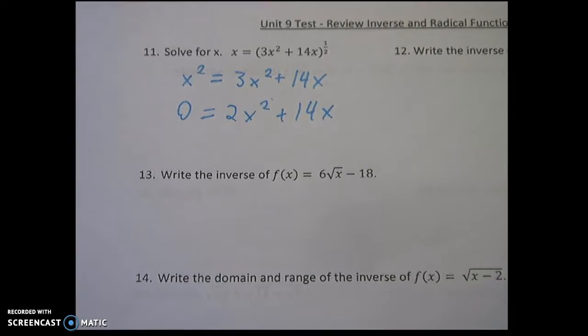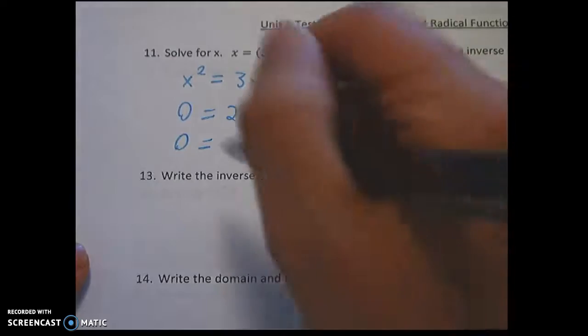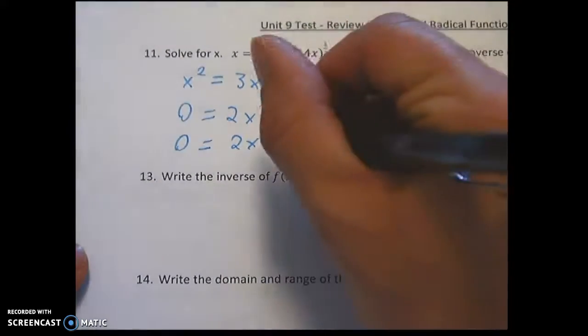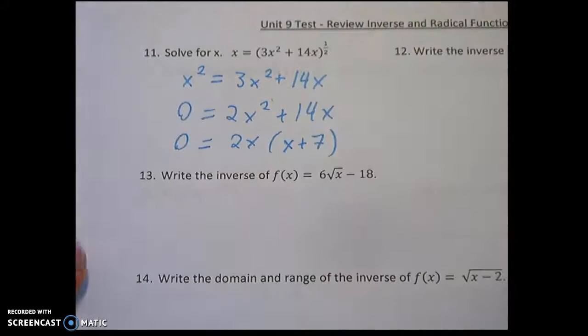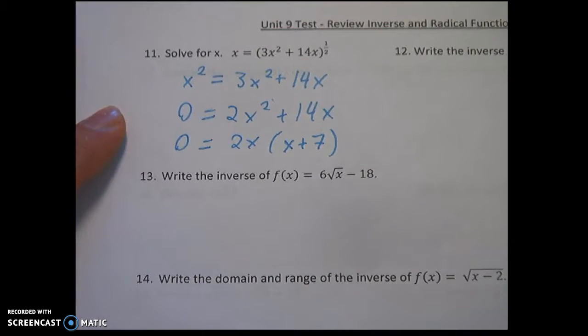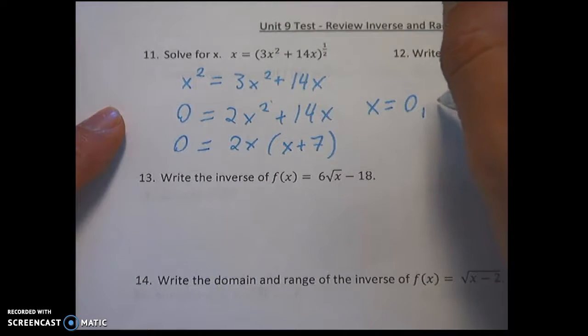Now, there's a few different ways you can solve this thing. You can graph it, see where it crosses the x-axis. You can use the quadratic formula. But the way that most of you are going to solve this is by factoring. And we can pull out the greatest common factor of 2x. And when I do that, I'm left with x plus 7. So I've got two solutions here. I've got 2x, I've got x plus 7. I'm going to set them both equal to 0 and solve to get x equals 0 and negative 7.